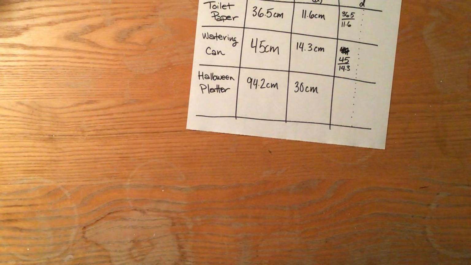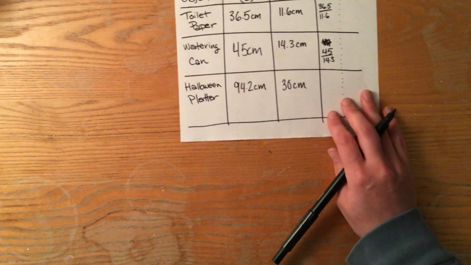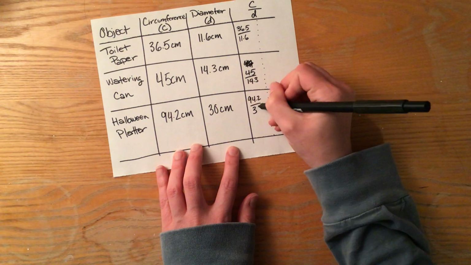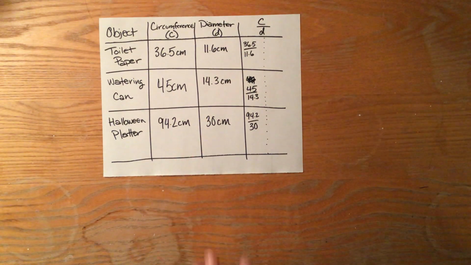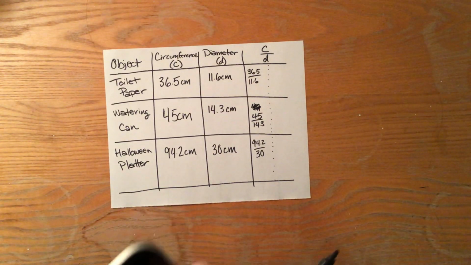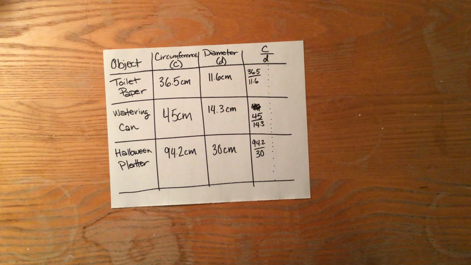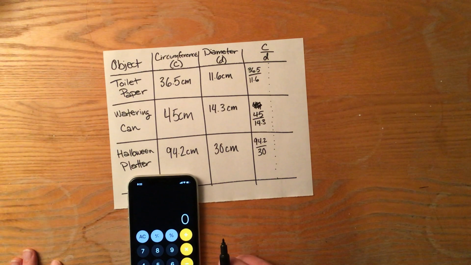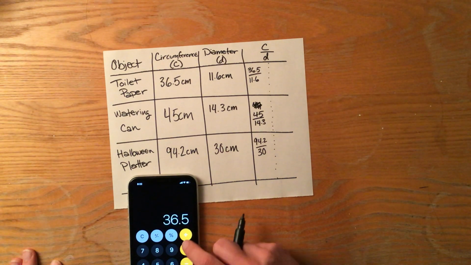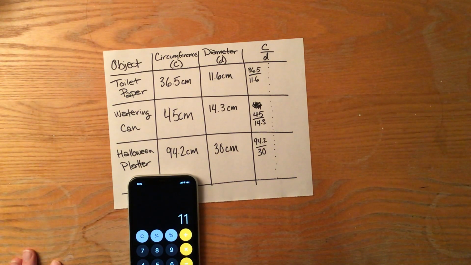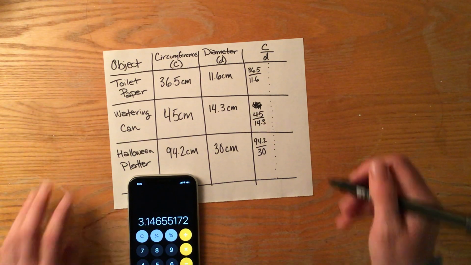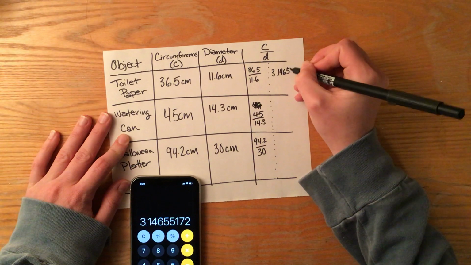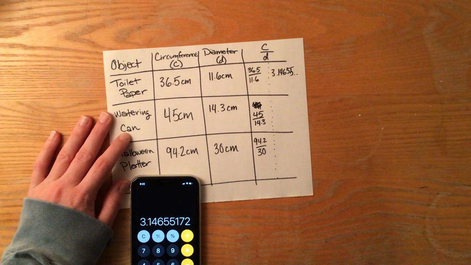All right? Now, like you did for the last ones, please do those calculations. 94.2 divided by 30, and tell me what you get. So now I'm going to do the calculations myself just to make sure that you got the same numbers as I did. So I'm going to do 36.5 divided by 11.6, and I get this number of 3.14655, and so on. Okay?